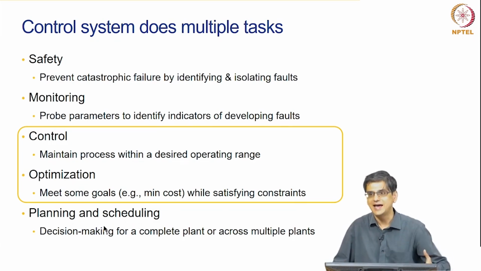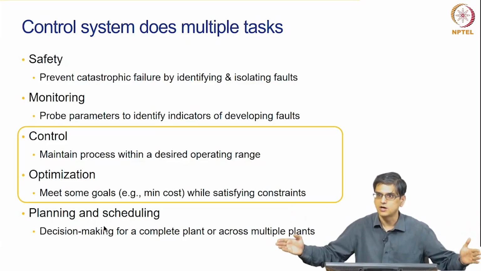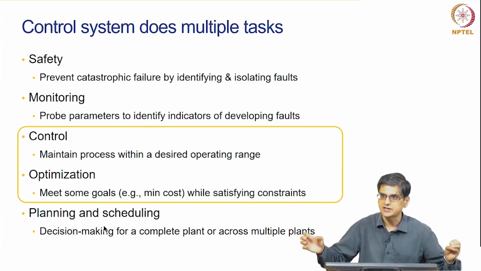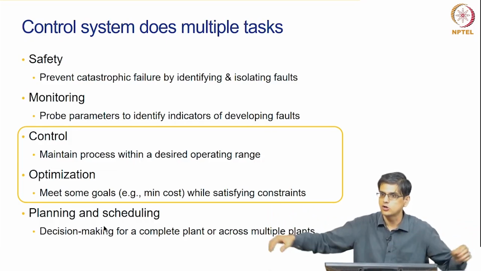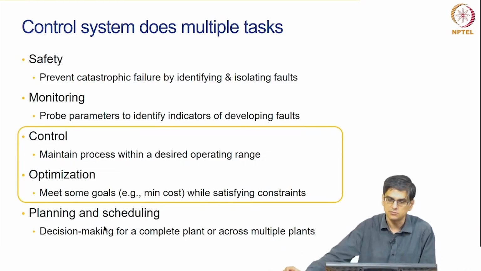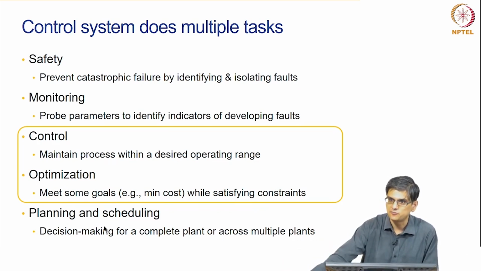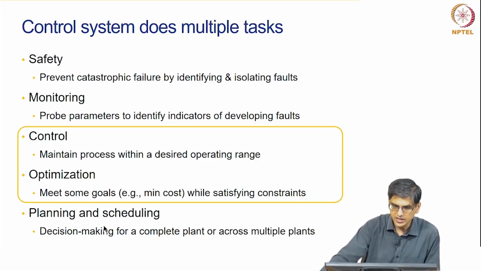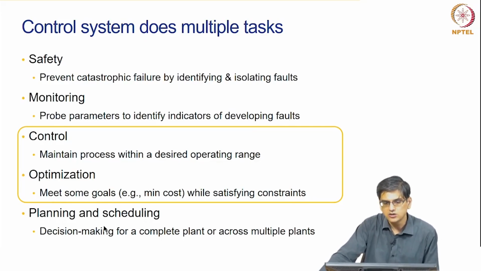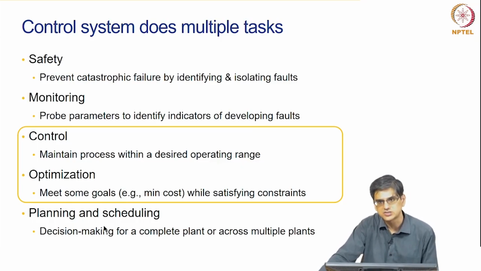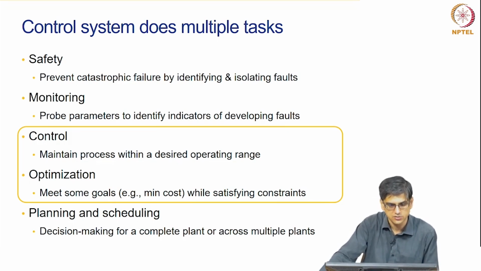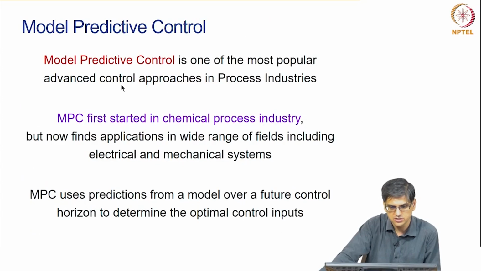So you need to plan how the overall factory or industry is working, or how multiple locations are working, and that would come under the umbrella of planning and scheduling. All of this comes under the umbrella called process systems engineering for chemical processes. We are more concerned with control systems, and control systems will fall under this box that is shown over here. Model predictive control is one of the most popular advanced control strategies in the industry.